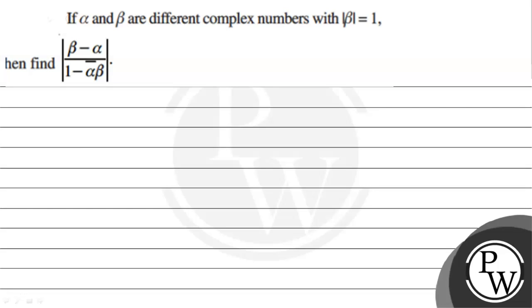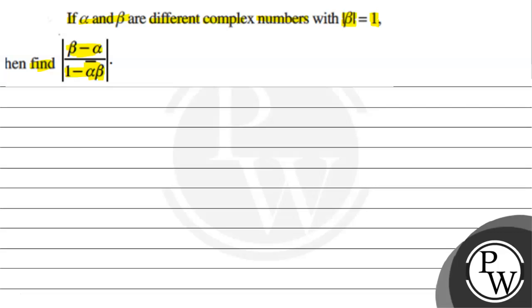The question says that if alpha and beta are different complex numbers with modulus of beta equals to 1, then find modulus of (beta minus alpha) upon (1 minus alpha conjugate beta). इस क्वेश्चन में हमें अल्फा बीटा दिया है कि ये दो कोई कॉम्प्लेक्स नंबर हैं और मॉडुलस ऑफ बीटा की वैल्यू 1 है. देन हमें फाइंड आउट करना है कि मॉडुलस ऑफ बीटा माइनस अल्फा अपॉन 1 माइनस कॉन्जुगेट ऑफ अल्फा इंटू बीटा की वैल्यू क्या होगी.